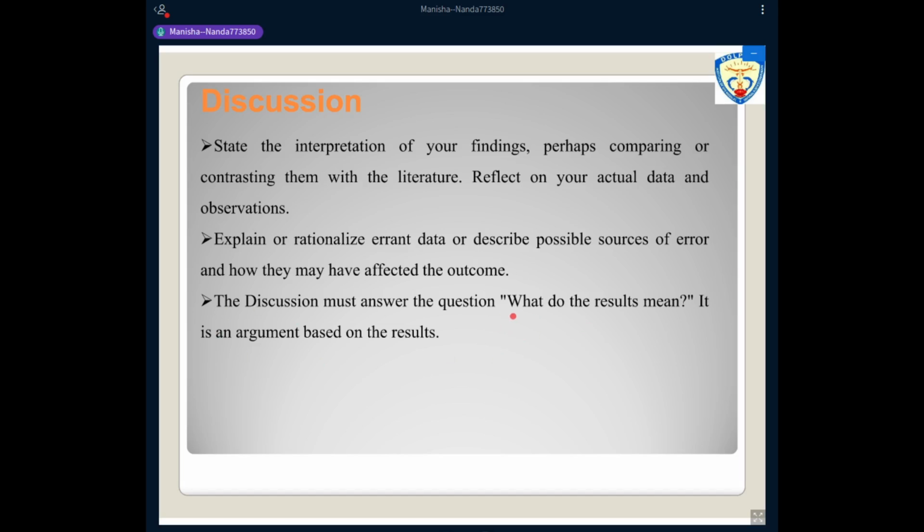So any questions on discussion? Okay, Ritika. Okay, Manami, do you have a question? Yes, ma'am. If we are getting any surprising result, like we have not expected that to happen, then are we going to discuss it in the discussion or directly in the conclusion?